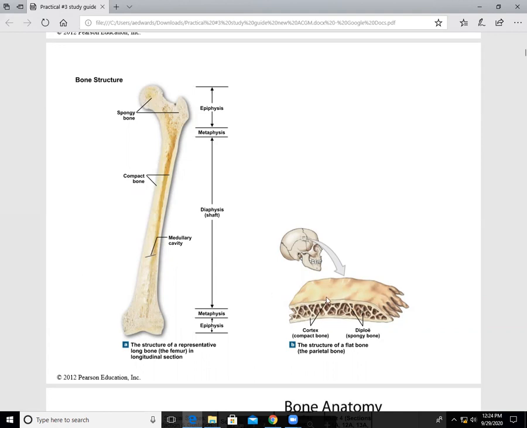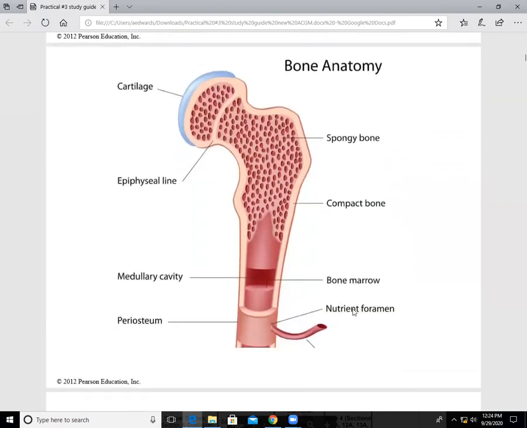On your flat bones, you get two thin layers of compact bone, known as cortex, and you've got sort of your meat inside your sandwich. It's your spongy bone, also known as diploe, okay? Here's another representation of that. Here's your spongy bone, your medullary cavity on the inside of the bone. On the outside, you have your compact bone.